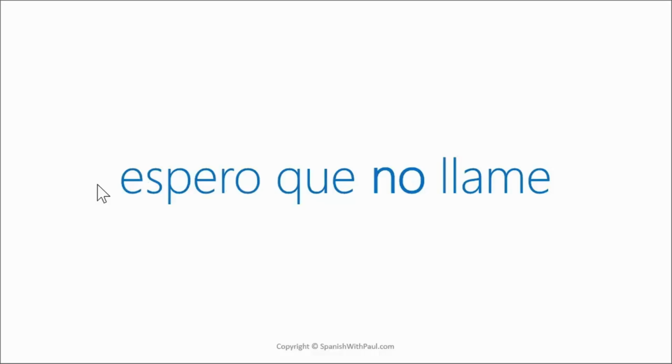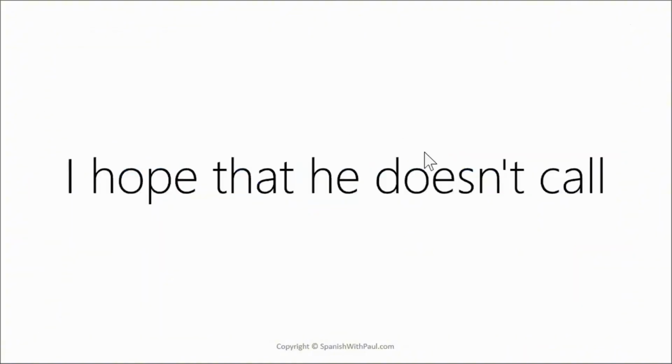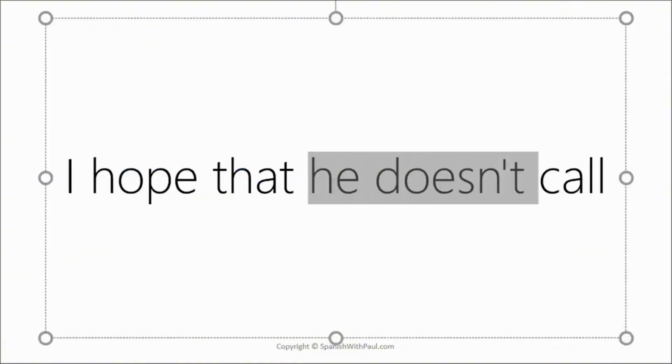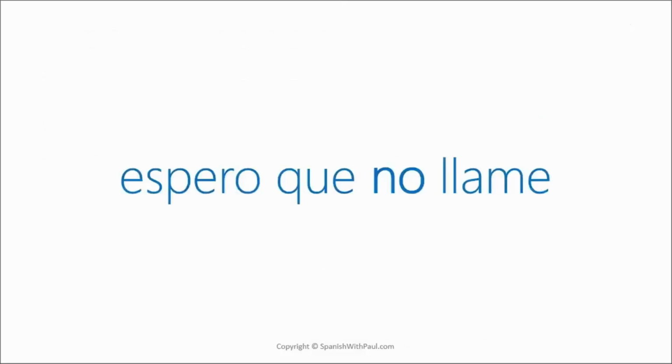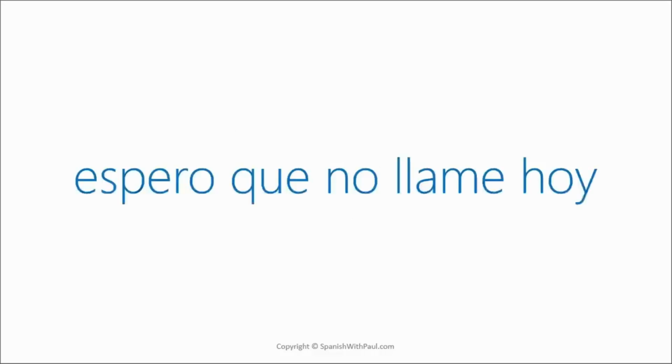You see how, unlike the other two examples, the no is not appearing at the front of the sentence? Because we're saying he doesn't here in the middle. We're still saying, I hope that. I hope that he doesn't call. So it would be espero que no llame. How would you say, I hope that he doesn't call today? Espero que no llame hoy.